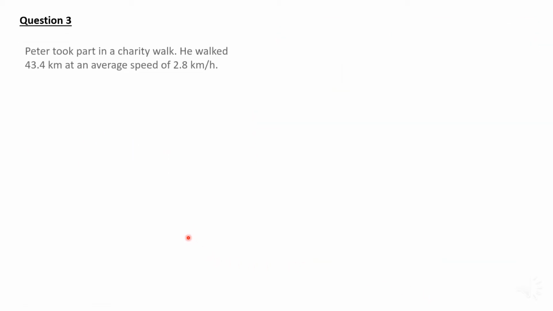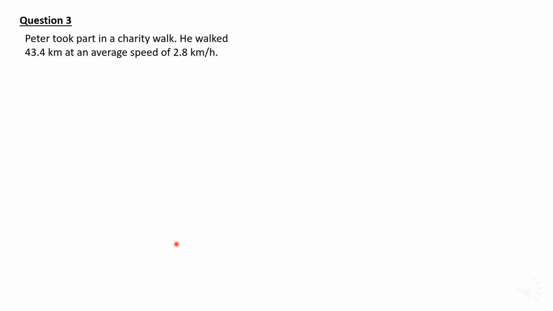Question 3. Here we have a person who does a charity walk. Well, it's an oxymoron, charity walk, fun walk, all depends. But the question says he walked 43.4 kilometers. That's a very long distance to walk. And his average speed for this particular distance was about 2.8 kilometers per hour.